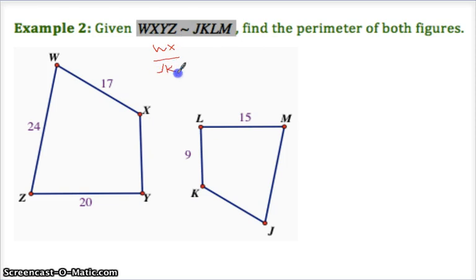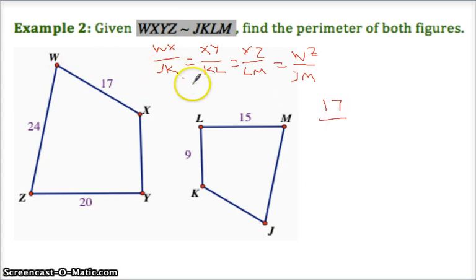WX over JK, XY over KL, YZ over LM, and WZ. Those would be the 4 sides of that figure. And I put those in corresponding order just right out of this thing. So then that kind of helps me go, oh yeah, okay, 17 over, that goes JK. All right, so that's over this thing down here. I'll call this x. Don't really know what that is. XY, oh, I don't really know what that one is.